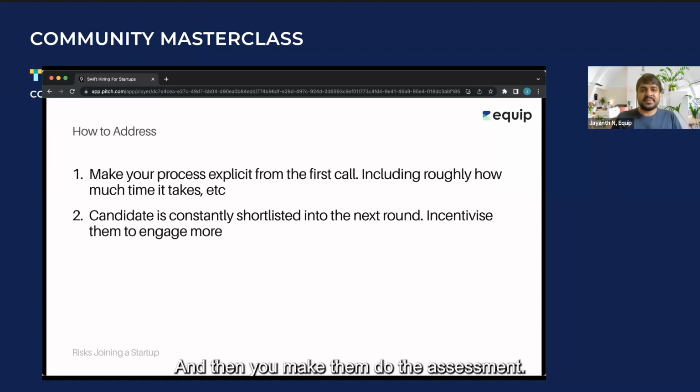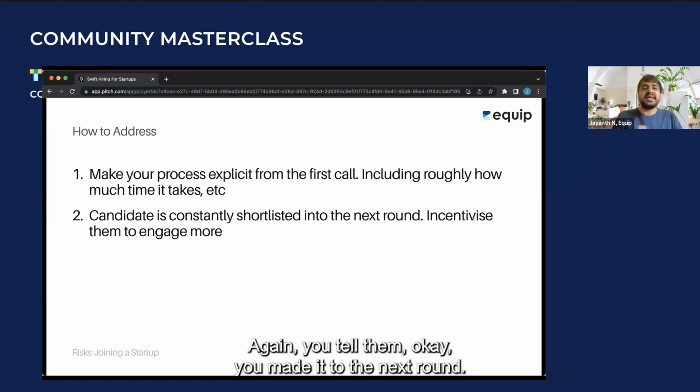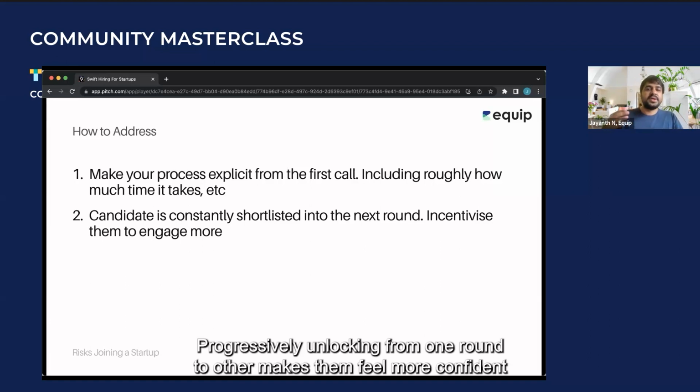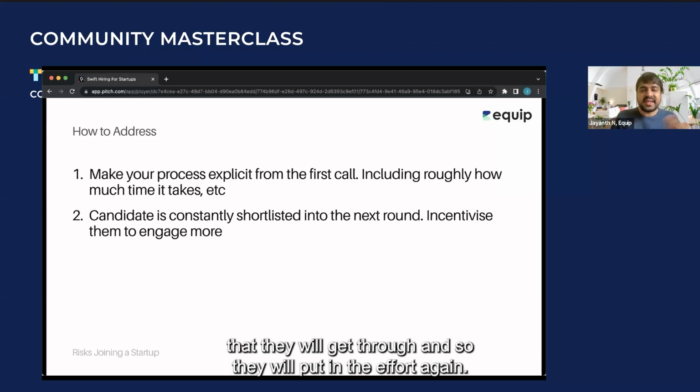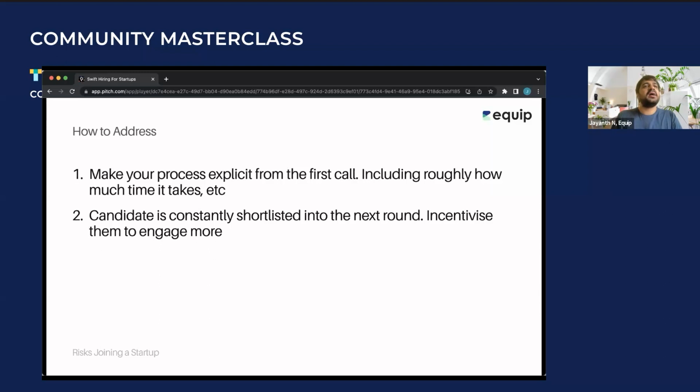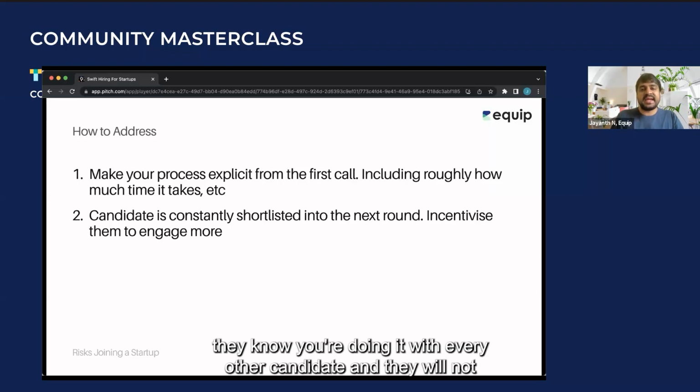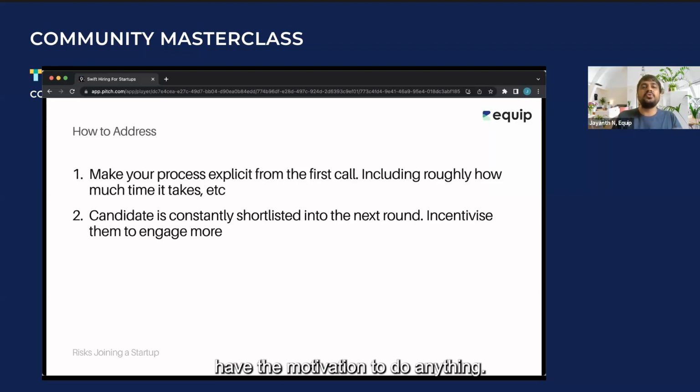And then you make them do the assessment. Again, you tell them, okay, you made it to the next round. So this progressively unlocking from one round to other makes them feel more confident that they will get through. And so they will put in the effort. Again, if you just dump everything that they need to do on the first call, they know you're doing it with every other candidate and they will not have the motivation to do anything, right?